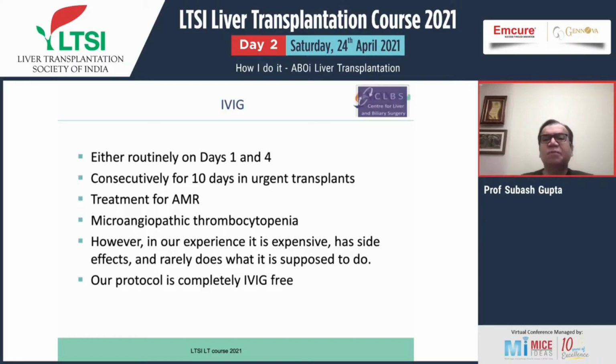A word about IVIG. It has been used in a number of ways. Some groups have used it on days 1 and 4. Some groups have suggested using it consecutively for 10 days in urgent transplantation. Some groups have used it for treatment of AMR. We've used it for a case with microangiopathic thrombocytopenia, but we find that it rarely does what it's supposed to do. So our protocol now is completely IVIG free.